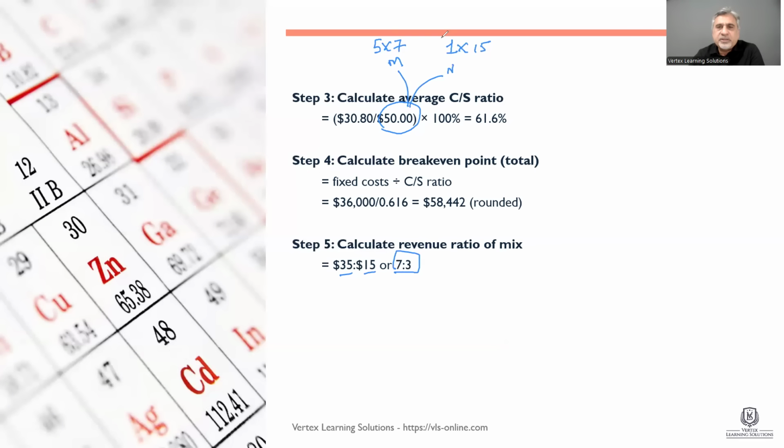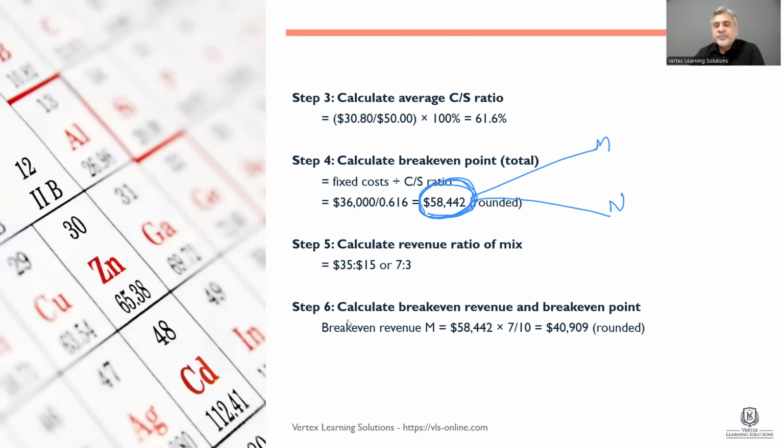So the ratio in the revenue, so this total break-even revenue, 58,442, can be split between M and N in the ratio of 7:3. This is the total mix revenue. So how much belongs to M, how much belongs to N, that should be based on the ratio of the mix. So this logic we will continue: 58,442 total revenue times 7 by 10, this goes for M. So this is 40,909. Again, this is in terms of dollars.